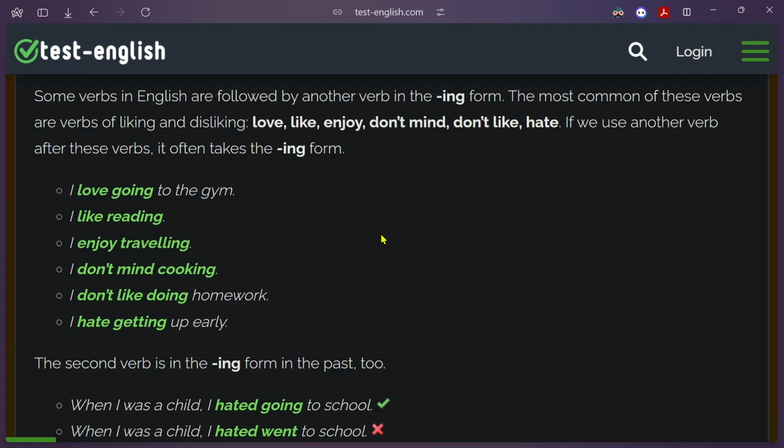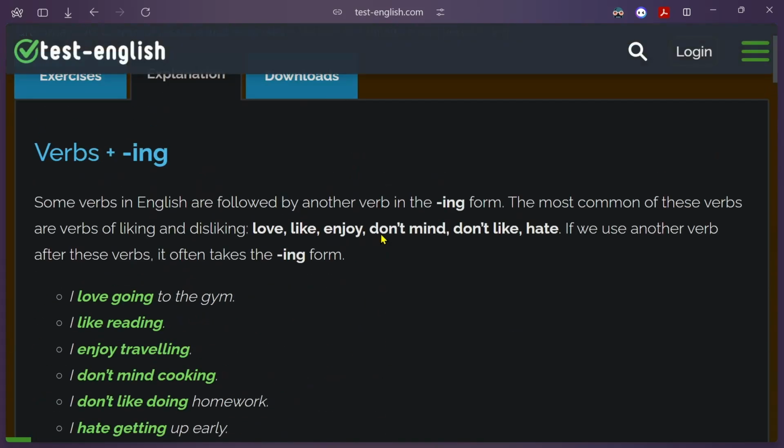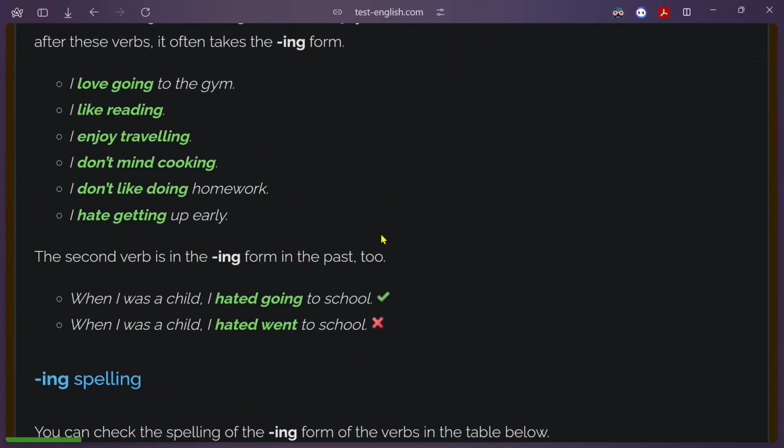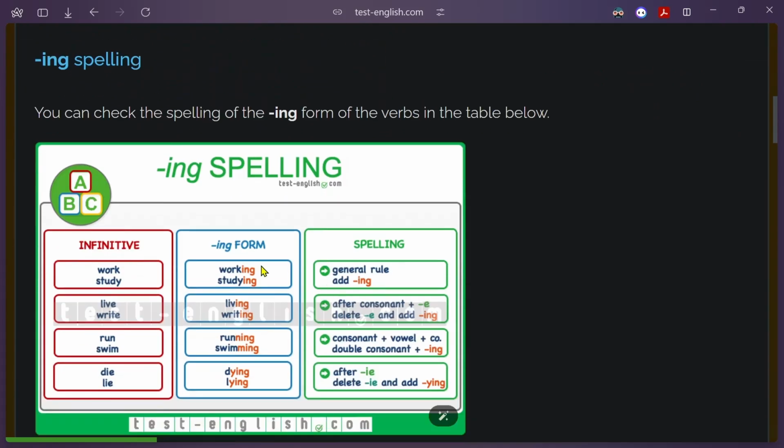Then you make several sentences. If this is difficult, do several sentences. I like reading, I like doing this, I dislike doing that. This explanation is putting it as a verb, putting it as a verb with ing.